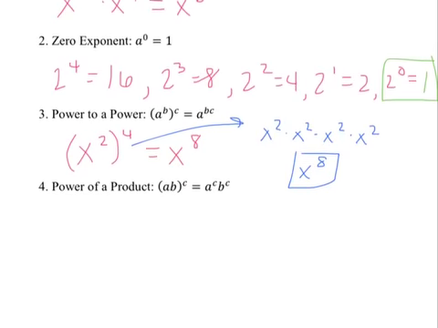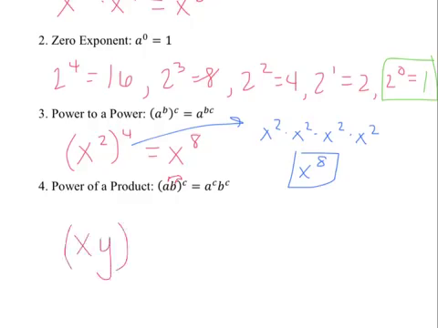The fourth and final rule is the power of a product, and the power of a product rule is similar to like a distributive rule, where you have to distribute the power to each of these terms, or each of these factors. So if we had an example like xy to the 5th, well, yes, that's just simply x to the 5th, y to the 5th. So that's an easy example.